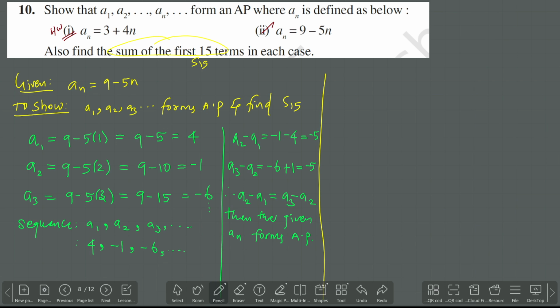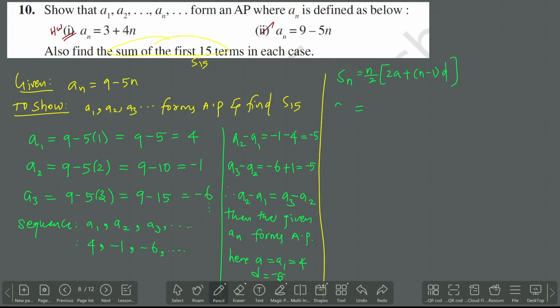After we proved it forms an AP, what did they ask us to do? They asked to find S15. So S15 means Sn equal to n by 2, 2a plus n minus 1 into d. Here, what is the A value? A1 is the A, which is 4. What is my d? Minus 5, from the above A2 minus A1 form. Now we can substitute all those things.